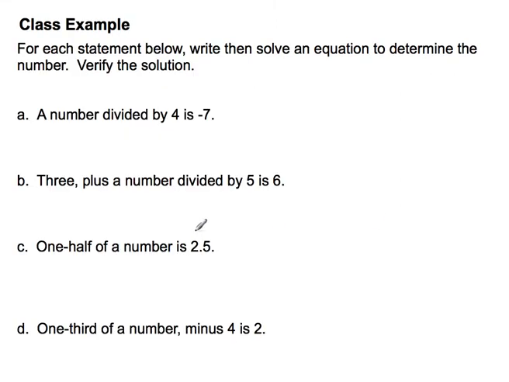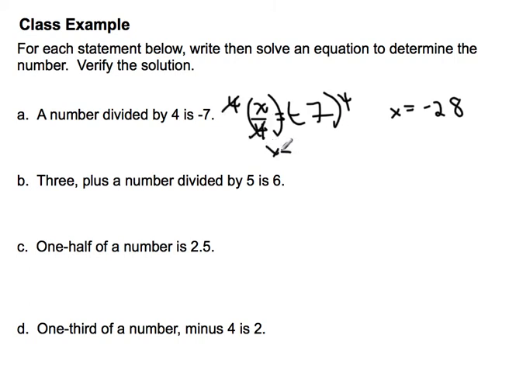In this example, for each statement below, write then solve an equation to determine the number, verify the solution. A number divided by 4 is negative 7. Now, if you can take a look at this and see that the answer is actually x is equal to negative 28, good for you. Okay, if not, you multiply both sides by 4, and you get x is equal to negative 28.